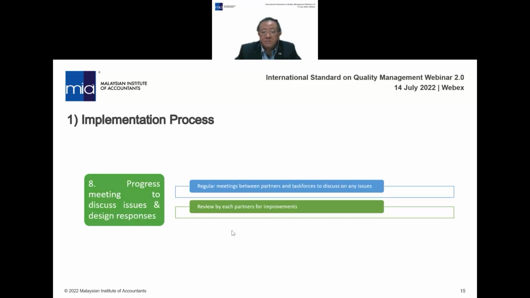Then number 8, progress meeting. We have regular meetings, discussion, right, and partners improve constantly. All partners have always talked to other fellow practitioners. We have a discussion. When we learn something, we feed back. Then we adjust our approach. In fact, now we are still learning. Okay? Number 9. Lastly, we managed to launch it on 1st July.